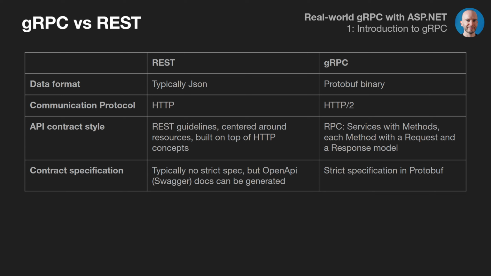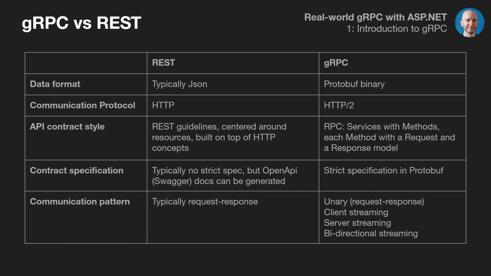REST services typically don't have a strict contract specification, but open API contracts can be created upfront or dynamically generated from existing services. On the other hand, gRPC requires a strict contract specification to be created upfront using the interface definition language of protocol buffers. And finally, the communication pattern used by REST APIs is single request response, and if streaming or two-directional messaging is needed, typically another technology such as WebSockets is used. On the other hand, gRPC supports bidirectional message streaming between the client and the server.